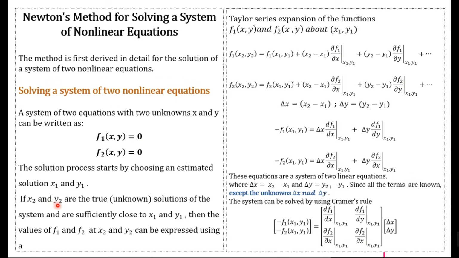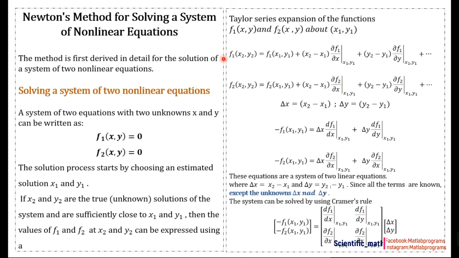If x2 and y2 are the true unknown solutions of the system and are sufficiently close to x1 and y1, then the values of f1 and f2 at x2 and y2 can be expressed using a Taylor series expansion of the functions f1 of x, y and f2 of x, y about x1 and y1. So we expand the Taylor series of functions f1 and f2 about the known points x1 and y1.